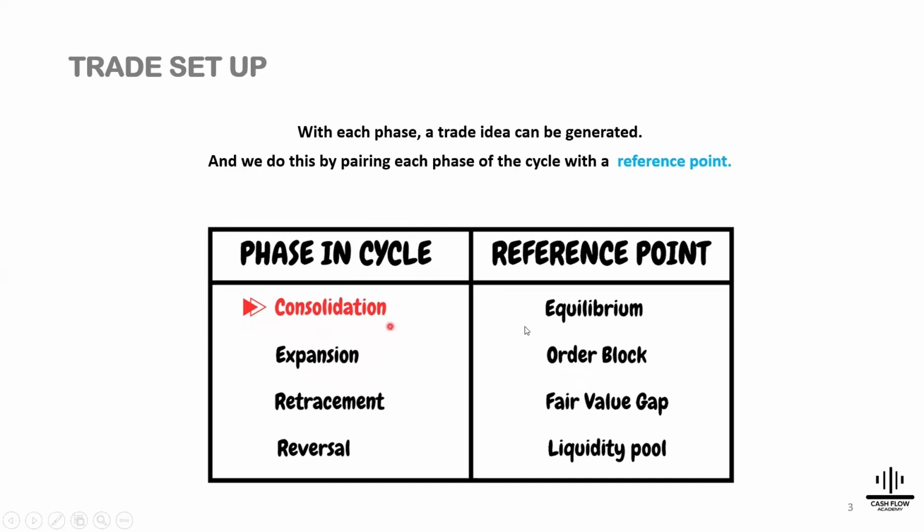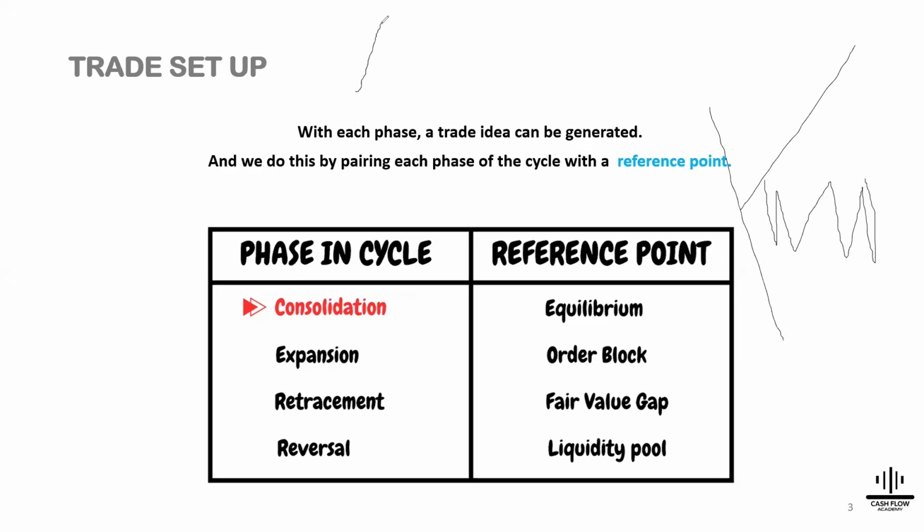So for a consolidation, we pair it with equilibrium. Expansion is paired with order block. Retracement is paired with fair value gaps, and then reversal we pair it with liquidity pool. All right, so just for us to have an understanding of what these terms mean, consolidation is very simple: when price is moving in a range, and then expansion is when price expands higher or expands lower.